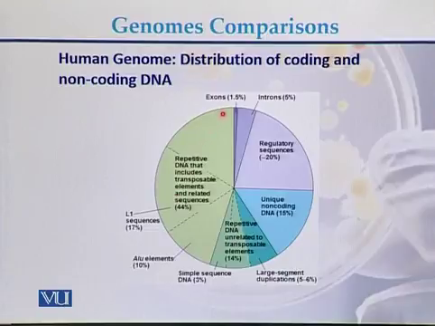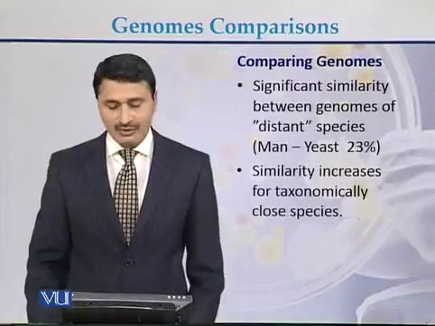So if we divide the human genome into coding and non-coding, 1.5% of the genome produces polypeptides and is coding in nature. The remaining entire genome of humans is non-coding in nature.